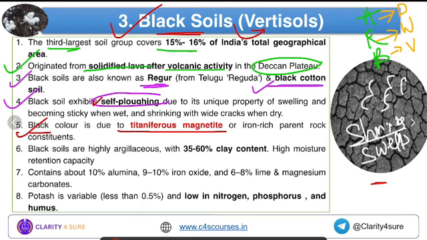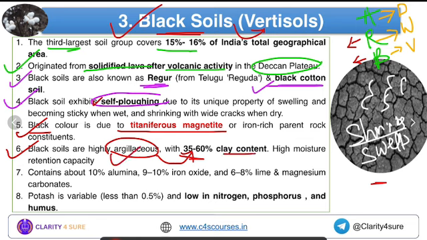We already covered that the black color is due to titaniferous magnetite. So the red color is due to ferric oxide and the black color is due to titaniferous magnetite. And they are argillaceous. What does that mean? They have high clay content. The clay content is more than 35%. It could reach around 60%. Because of this reason, it is called argillaceous.